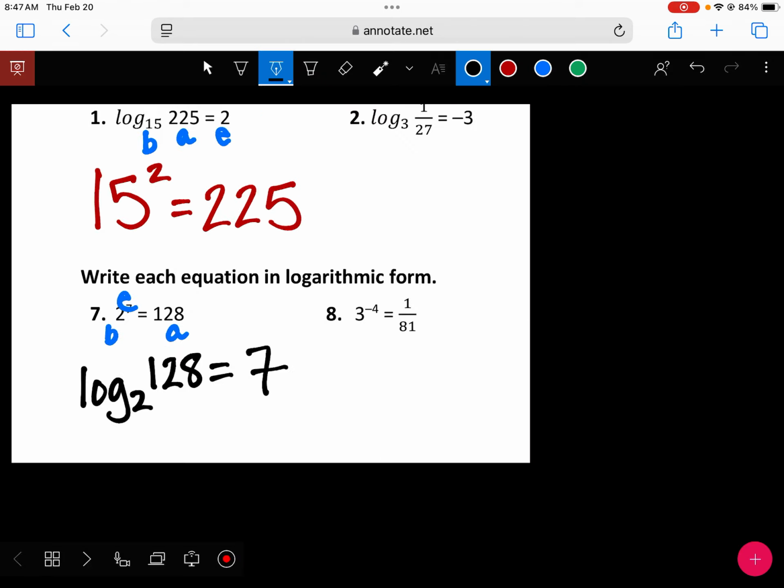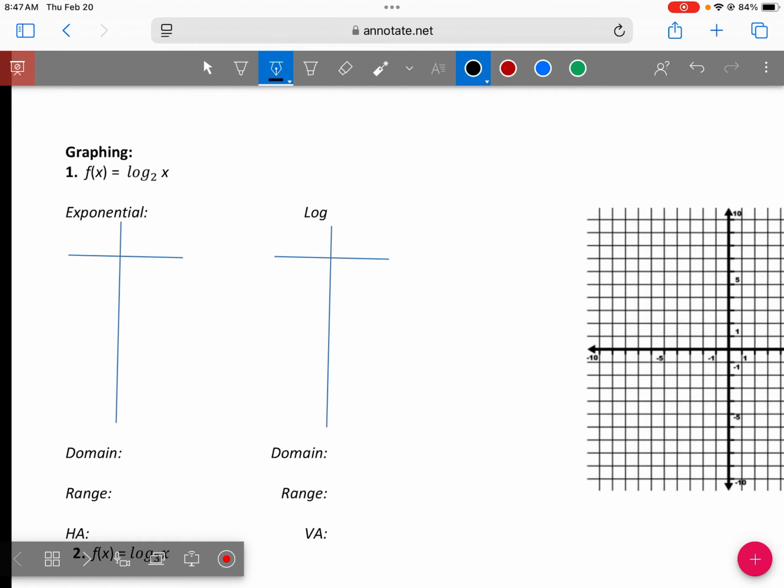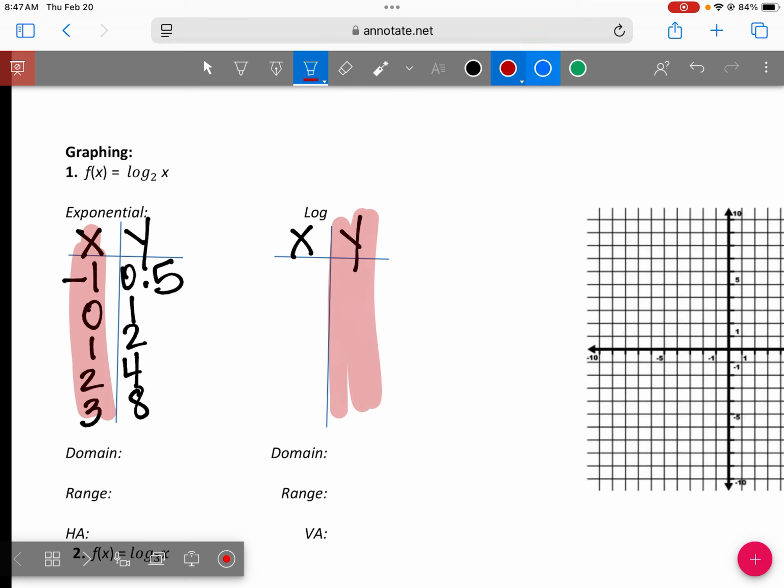But what you can do is fill these in. So y equals 2 to the x. Go ahead and graph it. And then you flip it and graph the log. All of these numbers go here. All of these numbers go here. And we already did this exact same thing on page 2.